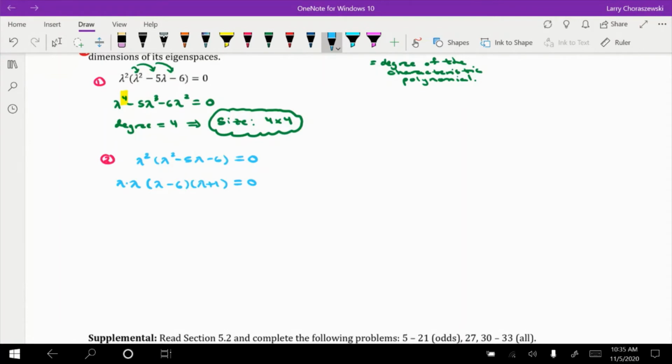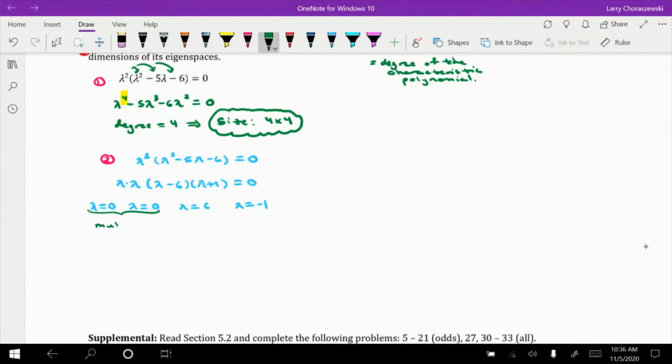And by having everything completely factored, given the lambda squared, we can get a sense of multiplicities, the algebraic multiplicities associated with each eigenvalue. So if you use the zero product property to set each factor equal to 0, we'll have a couple of copies of lambda equals 0. We'll then have lambda equals 6 and lambda equals -1. So you'll notice that lambda equals 0 showed up twice as an answer.